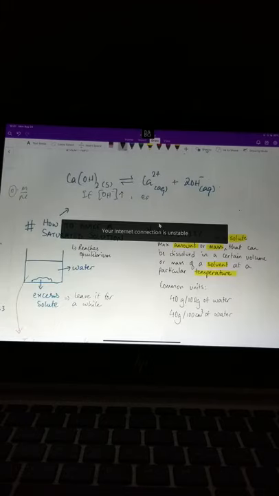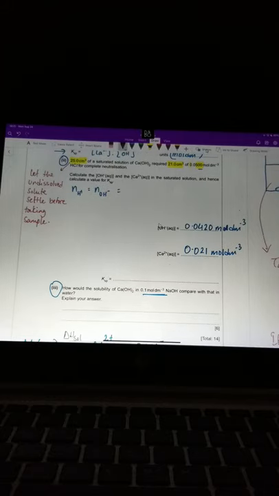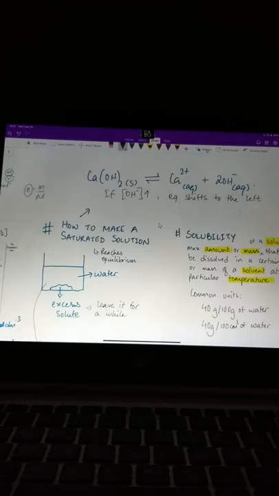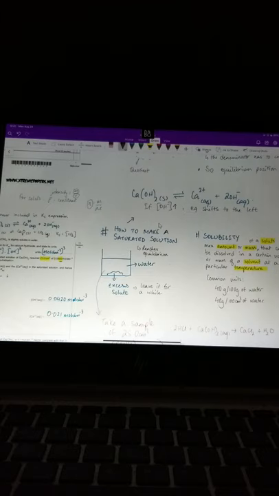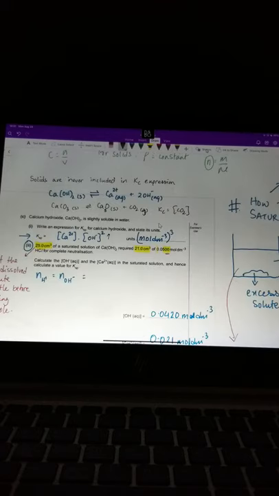this is one maximum two marks. Usually one mark is for the unit. Now you will see the quotient increase. In order to make the quotient equal to Ksp, the equilibrium has to shift to the left. You get my point? Any questions, anyone?